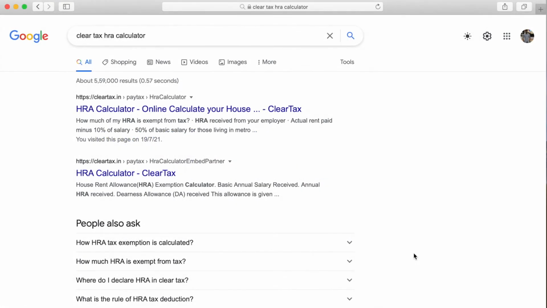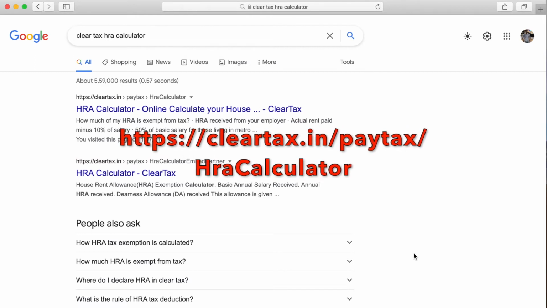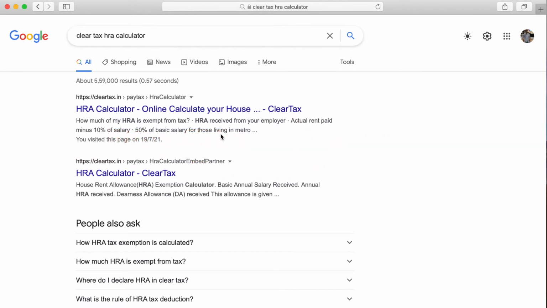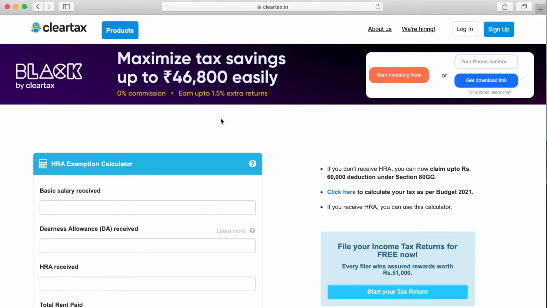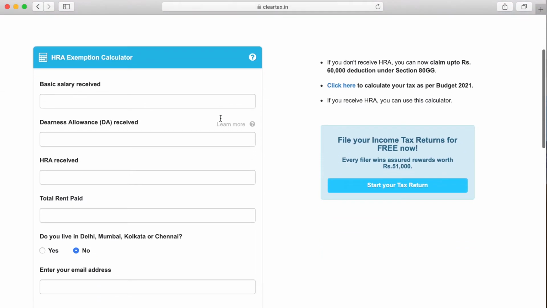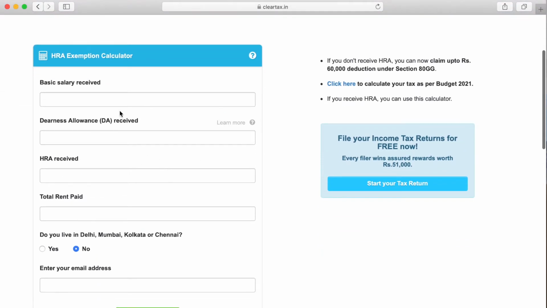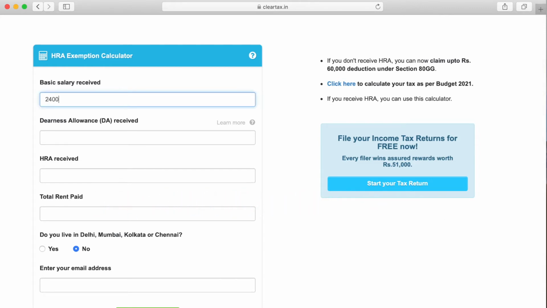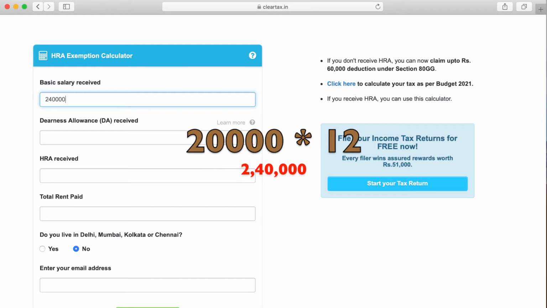When you have the above mentioned information, just navigate to the Clear Tax House Rent Allowance Calculator. I have given the link in the description box. When you navigate to that website, it will give you the application page. The first information that we need to fill is the basic salary received per year. Consider a person is receiving 20,000 as basic salary, so yearly basic salary would be 2,40,000.